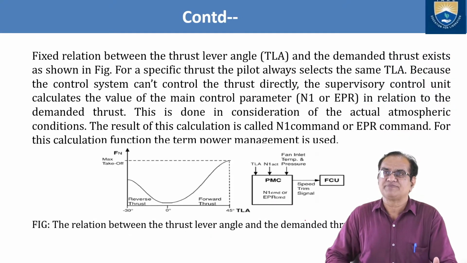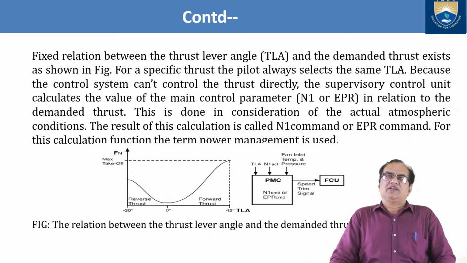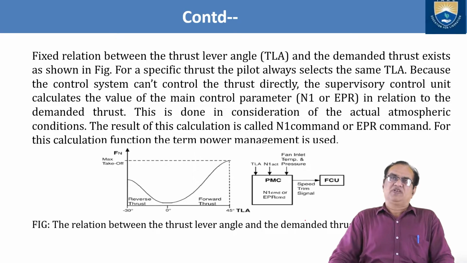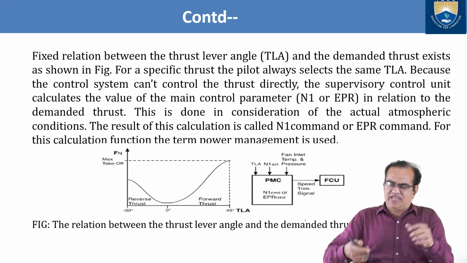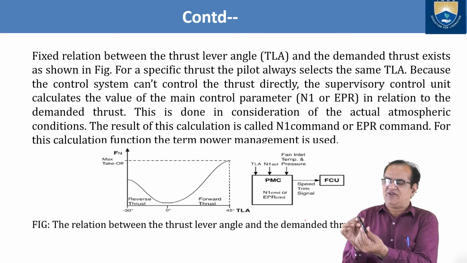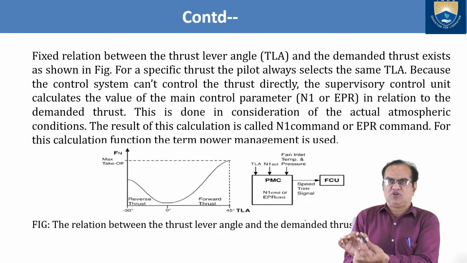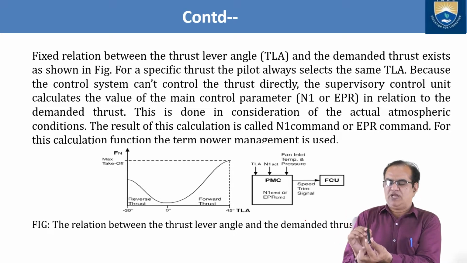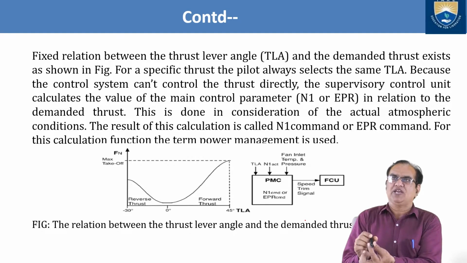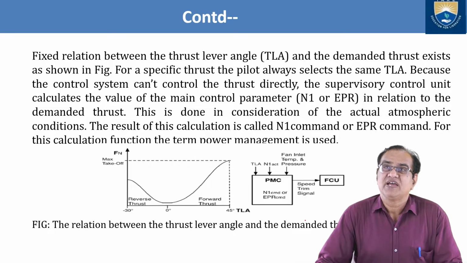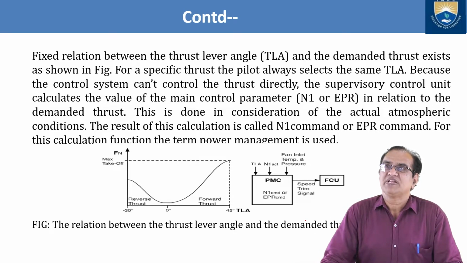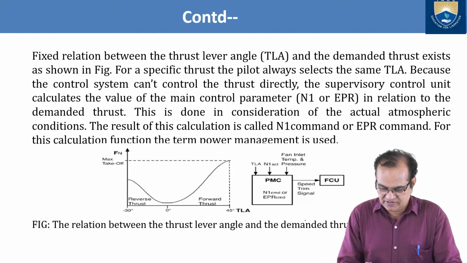of the aircraft. Now here is a fixed relation with the thrust lever angle, that is called TLA. So there is a fixed relation, a lever is there. If you take the lever and make it 0, slowly it will show how much you want. Accordingly, as you shift the thrust lever angle, the demanded thrust exists as shown in the figure. This you can see here.